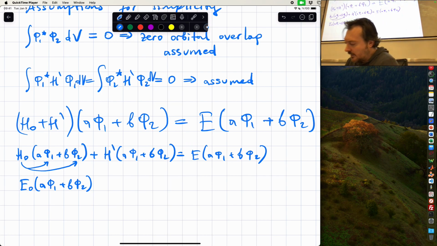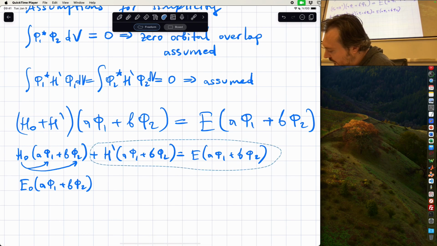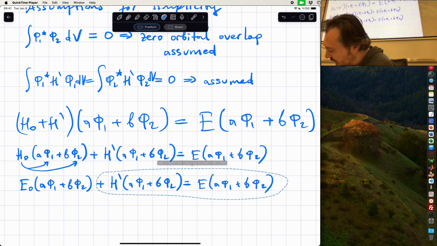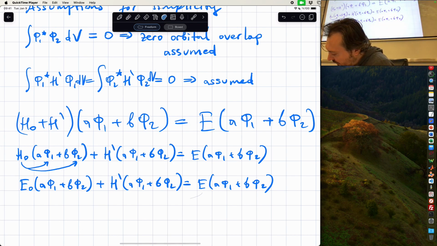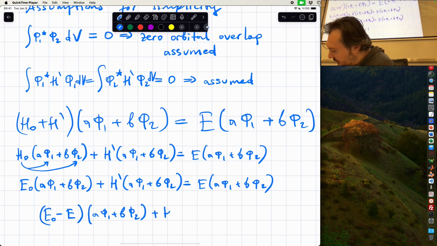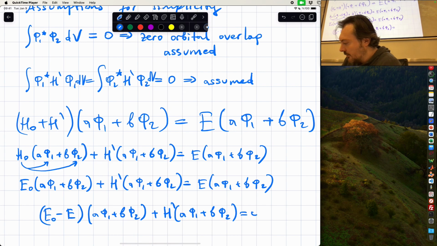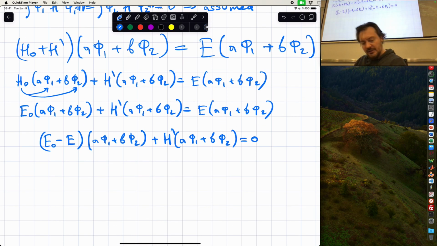Nothing that simple is happening with the other parts. So let me just copy those parts and put them here. Good. So can I just take this to the other side and write E0 minus E times A phi 1 plus B phi 2, plus H prime times A phi 1 plus B phi 2, is equal to 0. We are not done yet.